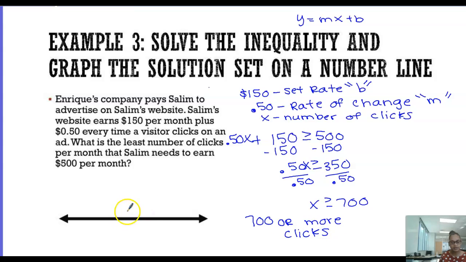So let's go ahead and graph that on a number line. I'm going to put 700 on there, and it could be equal to or greater than. So I'm going to make a closed circle. And then greater than would be to the right, with my arrow.